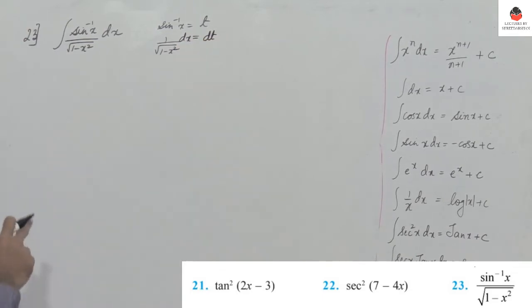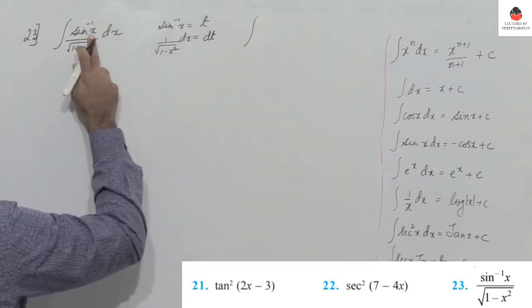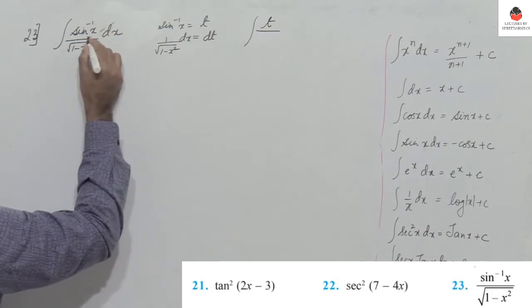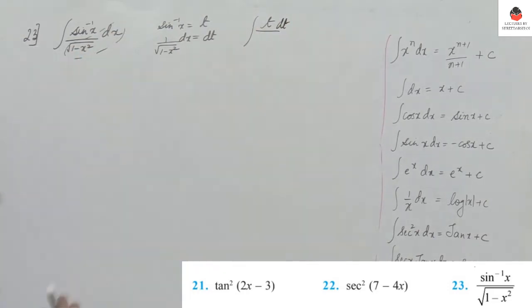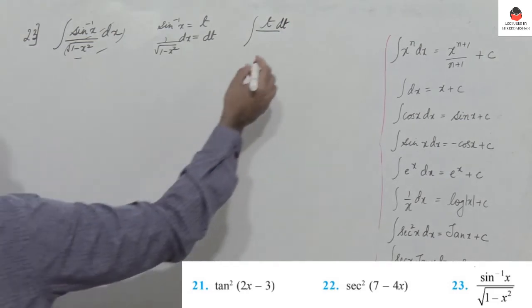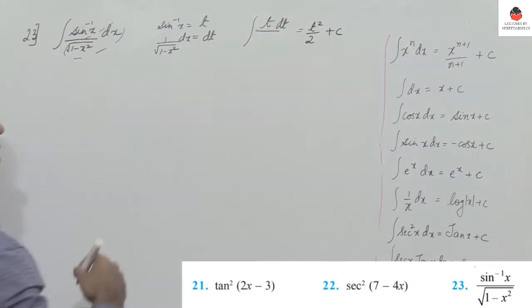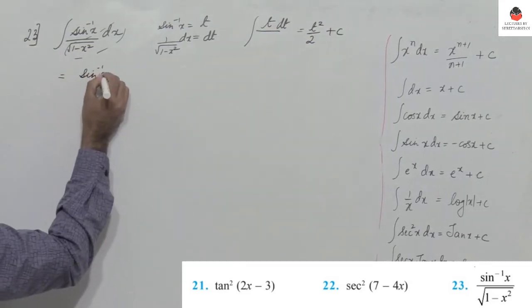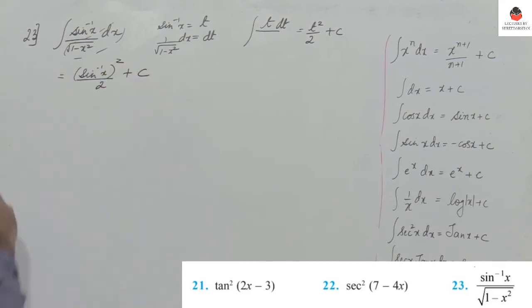So make the substitution. Here we get the integral of sine inverse x, which is t, and dx by root of 1 minus x square is dt. So the integral of t dt is nothing but t square by 2 plus c. So what is t? t is sine inverse x, so the answer is (sine inverse x) the whole square by 2 plus c.